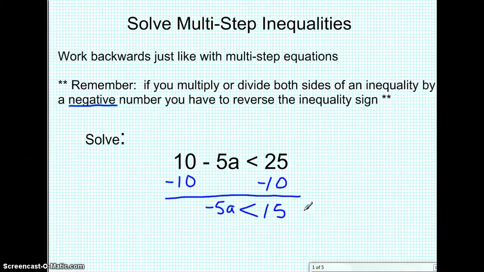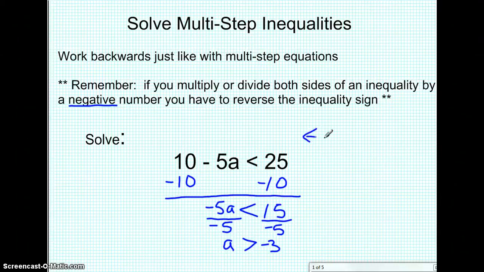All right, my next step is to separate the 5 and the negative 5. So I'm going to divide this side by negative 5, and I'm going to divide this side by negative 5. Now, if you noticed, I now have divided both sides by a negative number, which means I'm going to have to flip my sign. So instead of less than, now I'm going to have greater than. My 5's are going to cancel out. I'm going to have an a, and 15 divided by negative 5 is going to give me negative 3. So the answer to this multi-step inequality is a is greater than negative 3.